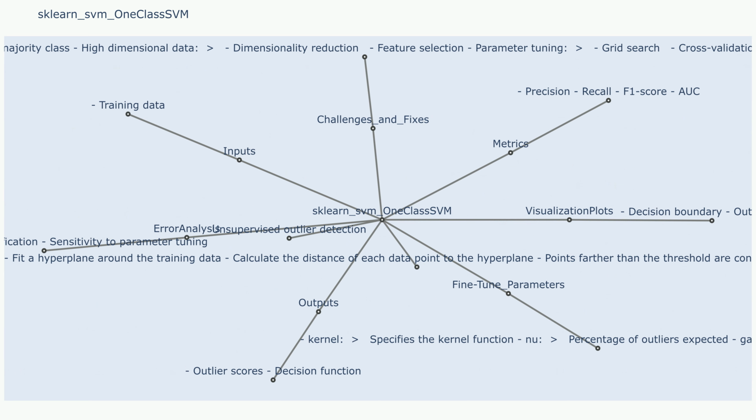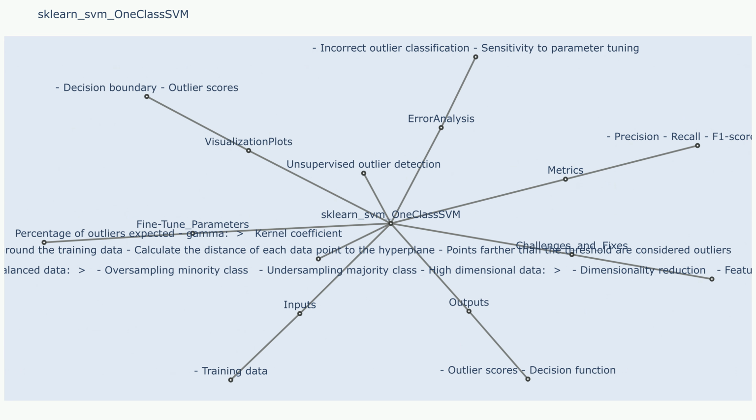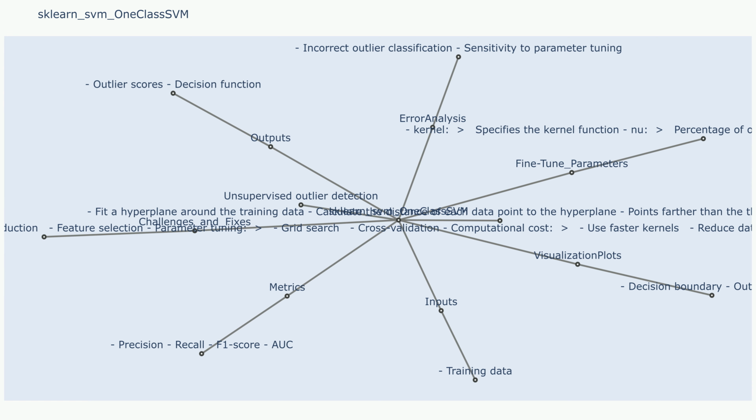Fine-tune parameters. Kernel: the type of kernel function used. Experiment with different kernels to find the best fit for your data. Nu: the fraction of training data points expected to be anomalies. Higher values lead to a more relaxed boundary. Gamma: the kernel coefficient. Higher values indicate more complex decision boundaries.